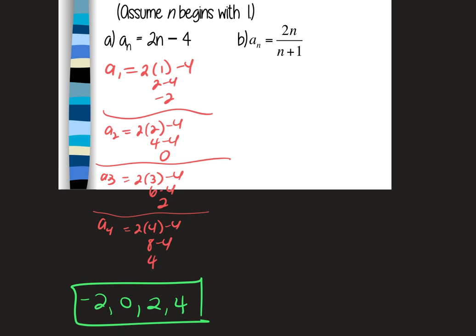Is that finite or infinite? That would be finite. So if it says first 4, it would be finite. Yeah. All right, you do B.